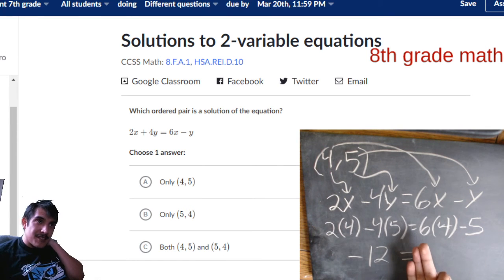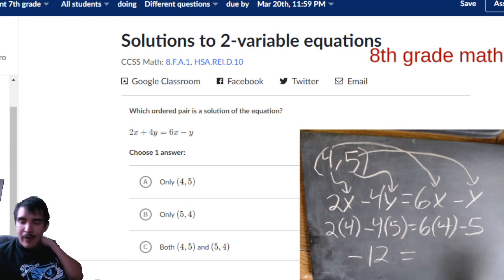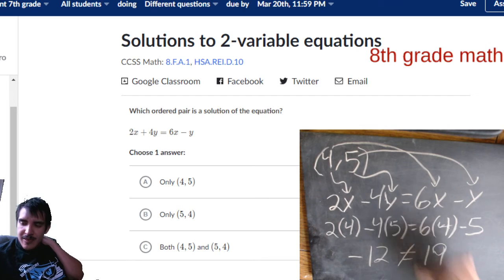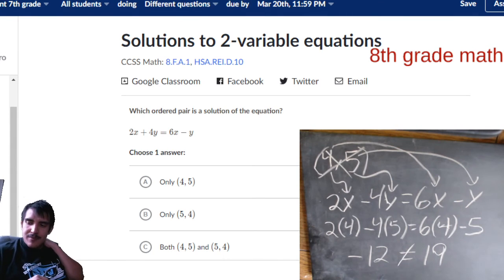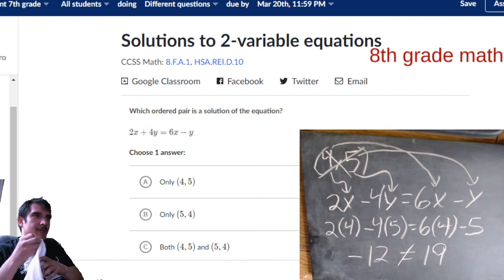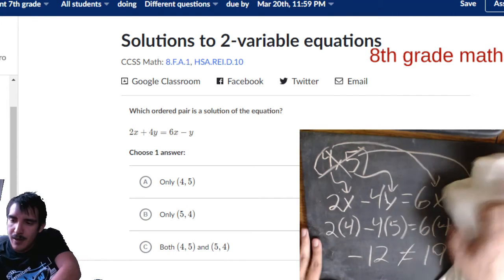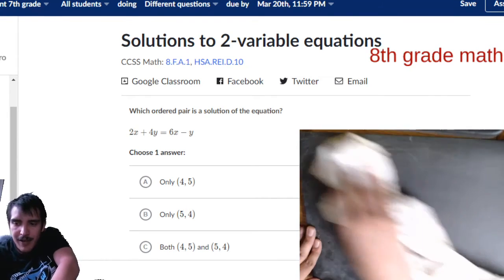And then on this side, 6 times 4 is 24. 24 minus 5. You know that's going to be positive. And it's actually positive 19. So these do not equal in the end. So this 4 comma 5 point that we did, no good. So let's try it with 5 comma 4.